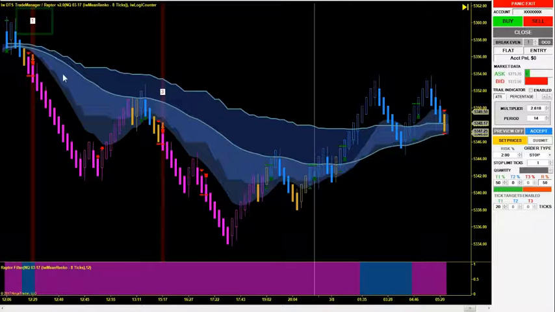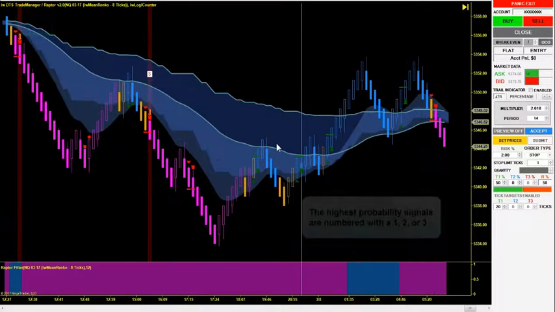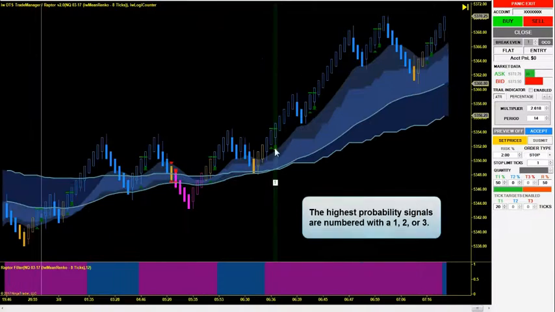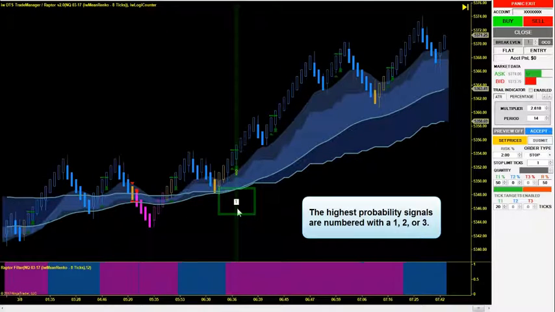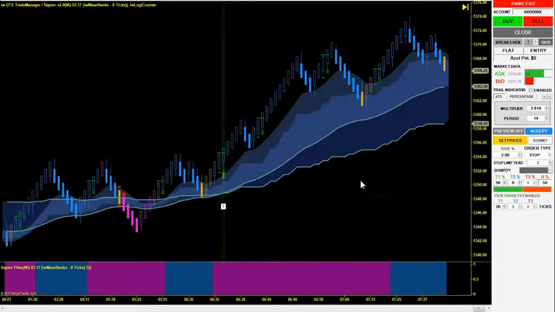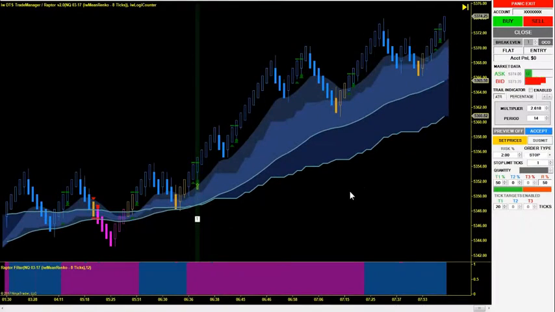You've no doubt already spotted that the Raptor is producing these numbered signals, and those are the high probability signals in the new Raptor 2.0. That's really what makes the Raptor unique from the other trading systems, is that it helps you identify the highest probability trades, the highest probability entry signals as they develop. And it does this in a couple of ways.